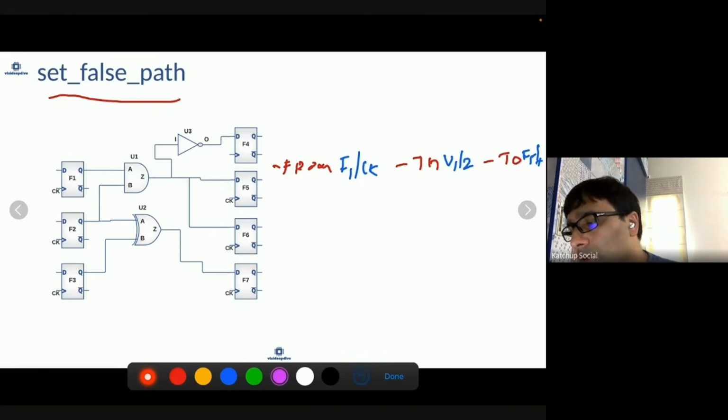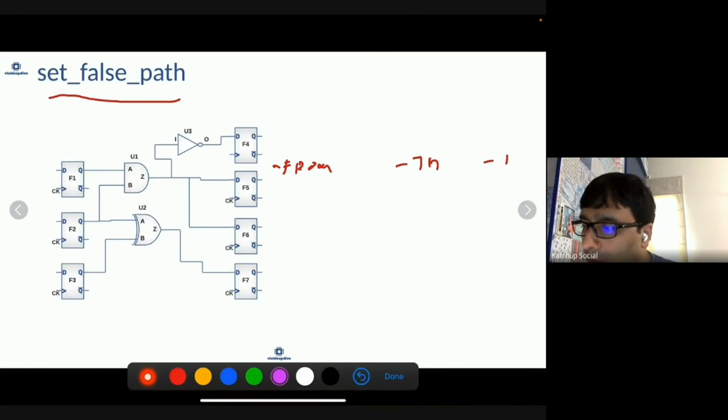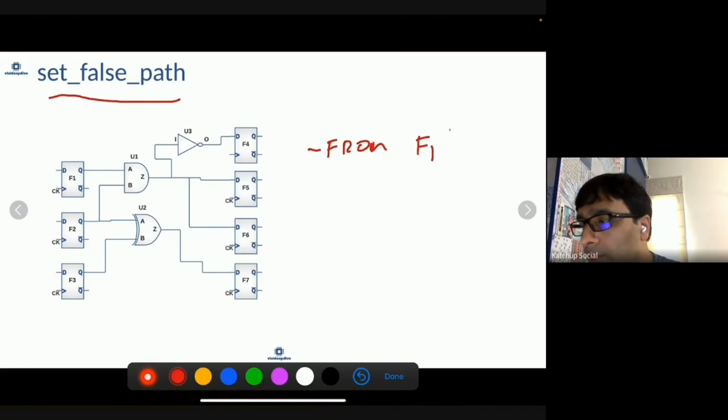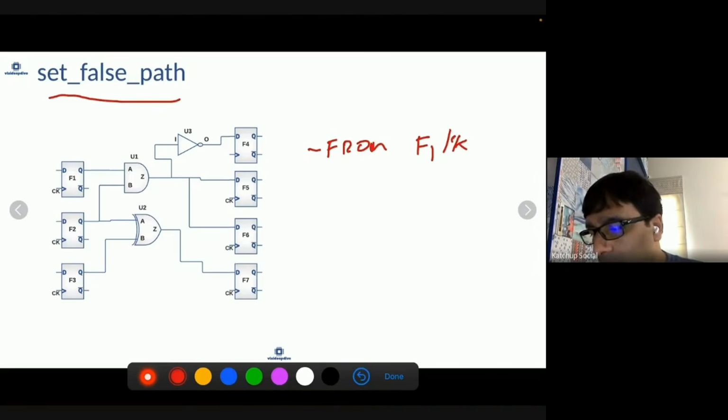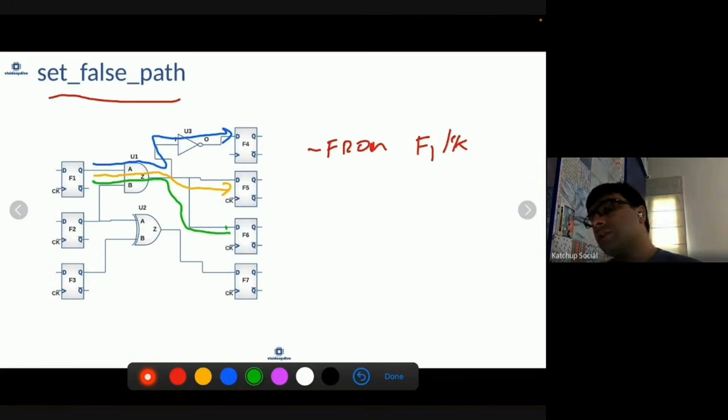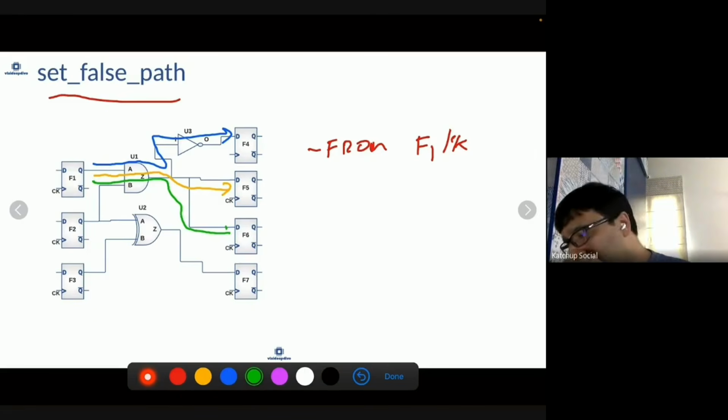If you use just a few of the options, as we know, it will apply to more than one path. You may be telling the tool to not time more than one path. So if I just say set false path from F1CK, that means don't time any path from F1CK, and there can be more than one path. One path is this. Another path is this. So you're telling the tool, don't time any path from F1CK.